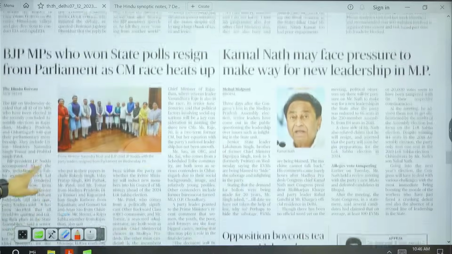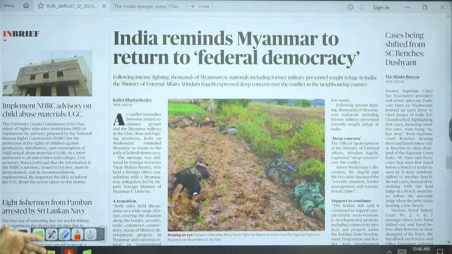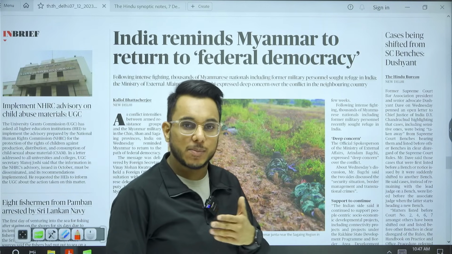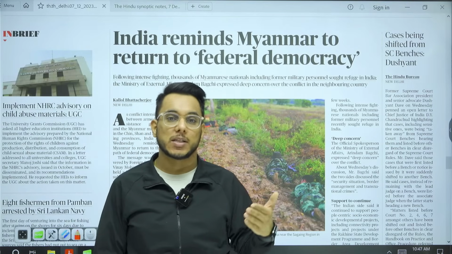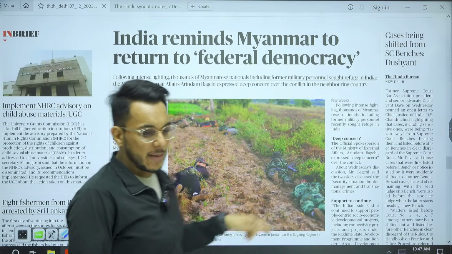Then further moving on, again we have political articles. India reminds Myanmar to return to federal democracy. Guys, we have seen that 2 years back there was a military coup in Myanmar, and after that democracy was removed. India has always been a supporter of democracy, and as the military regime has come, India has often put forward the point that elections should be conducted as soon as possible and democracy should be brought back. So again, the same thing has happened.